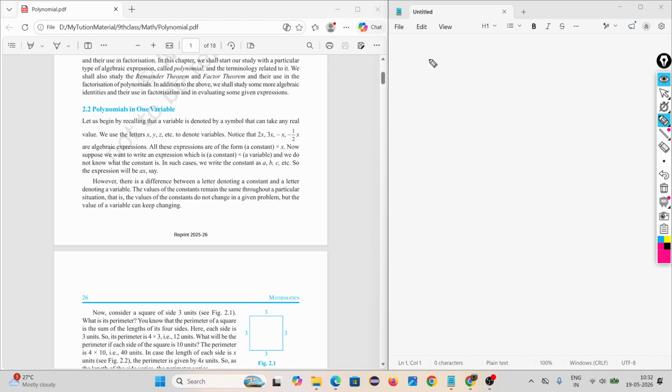Look, actually the first thing is variable, you understand? Constant is one whose value is fixed.